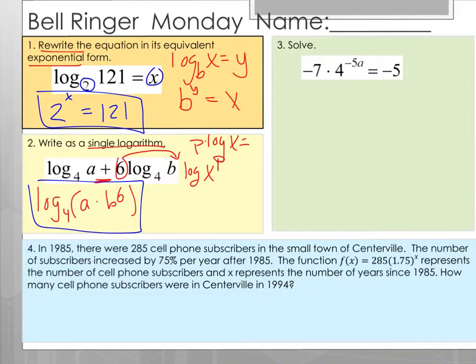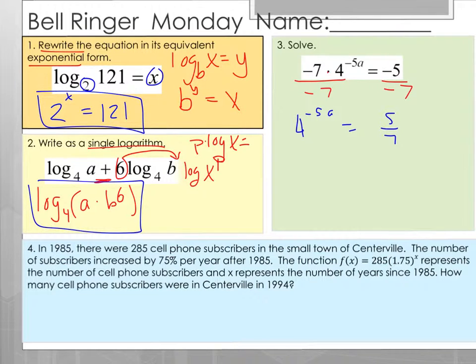In the third problem to the right, they want us to solve that exponential equation. So one of the first things that we want to do when we're solving an exponential equation is to first isolate the base. Right now, we have this multiply by -7 happening next to the base, so we can undo that by dividing both sides by -7. Rewriting our expression, we get 4 to the -5a power equals 5/7.